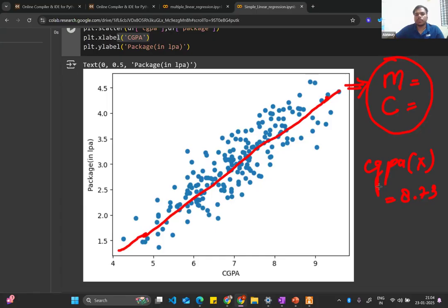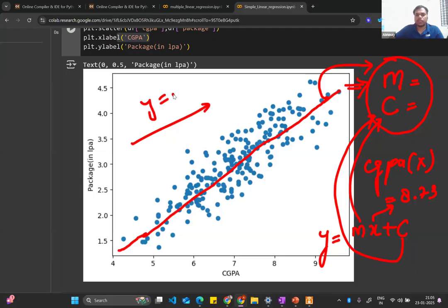Now tell me what will be my package. To tell you the package means your y value, you need the value of this mx plus c. You know this value, and you have to find out this value from this, by finding out this line. This line will basically help you to find out these two values, right? A line is nothing but your y is equal to mx plus c.